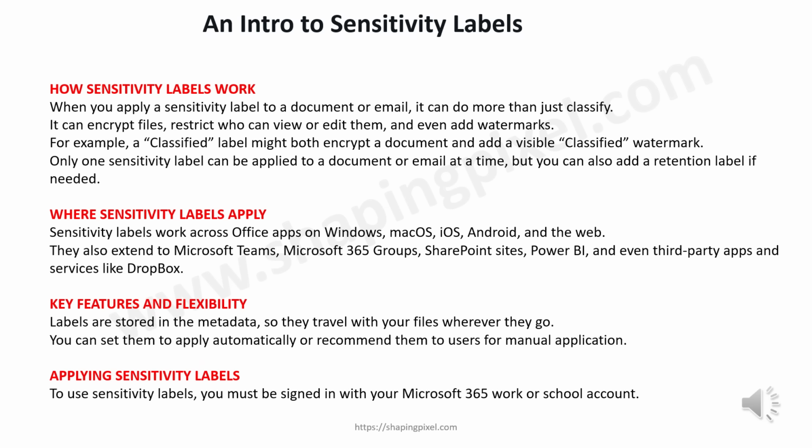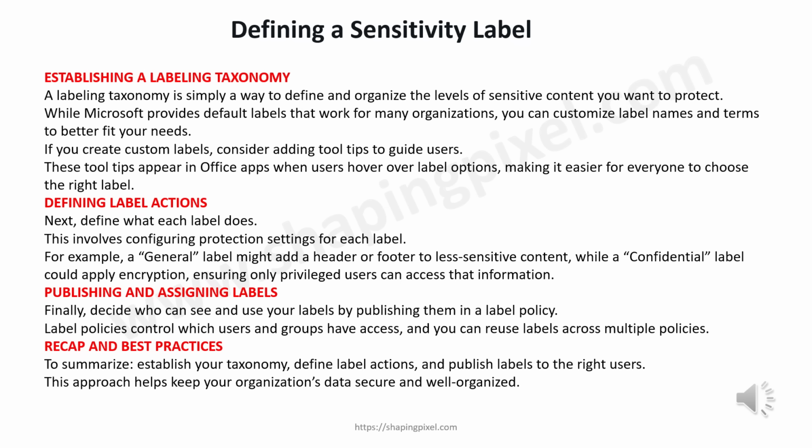To use sensitivity labels, you must be signed in with your Microsoft 365 work or school account. Defining a sensitivity label is a key step in protecting your organization's data. Microsoft recommends starting by establishing a clear taxonomy for your labels, ensuring that everyone understands the different levels of sensitive content within your organization. A labeling taxonomy is simply a way to define and organize the levels of sensitive content you want to protect. While Microsoft provides default labels that work for many organizations, you can customize label names and terms to better fit your needs.